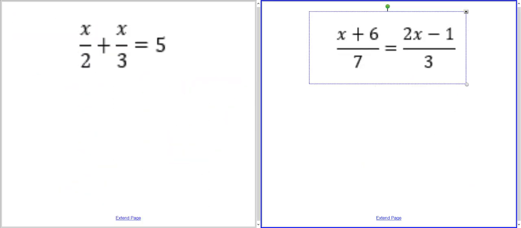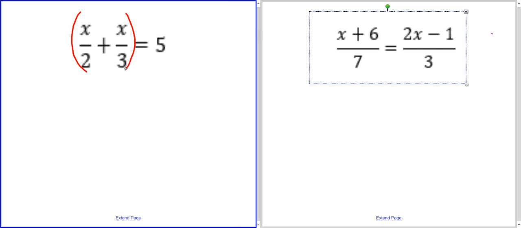And with the fun ones. So these last few all involve fractions. So I have x divided by 2 plus x divided by 3 equals 5. So to get rid of the fractions, there's a couple ways you can do it. The way I'm going to do it is I'm going to multiply everything first by the first denominator. So I'm going to multiply both sides here by 2.